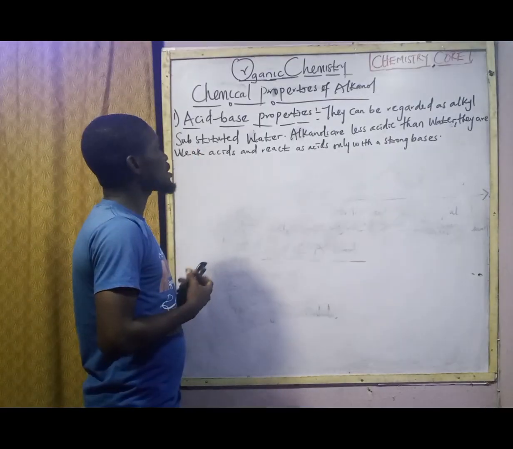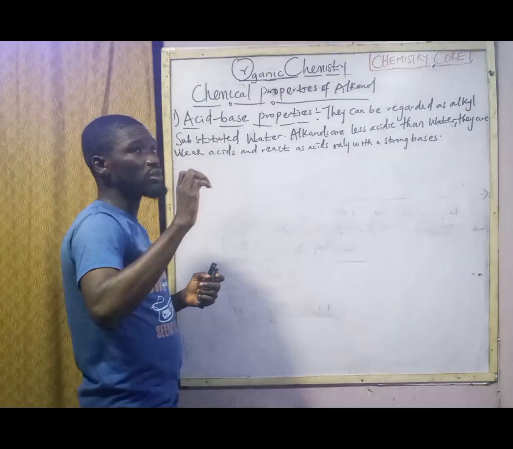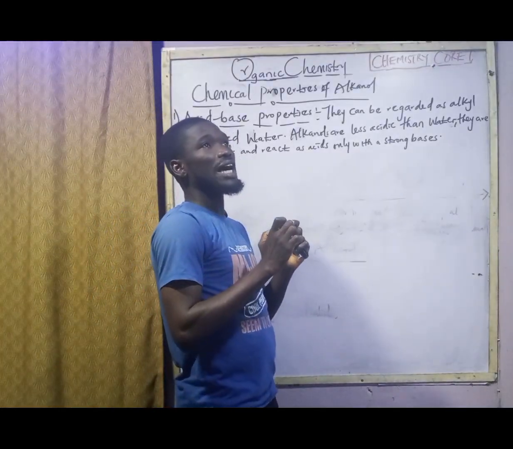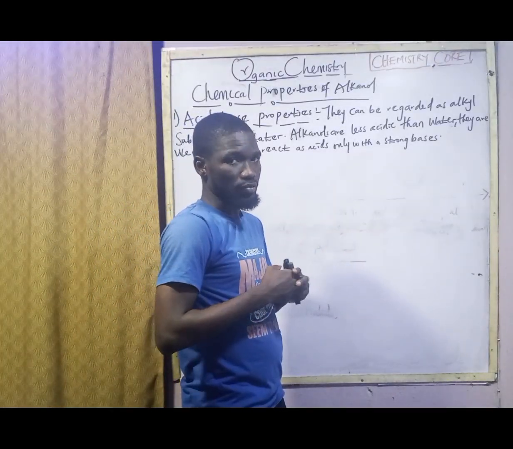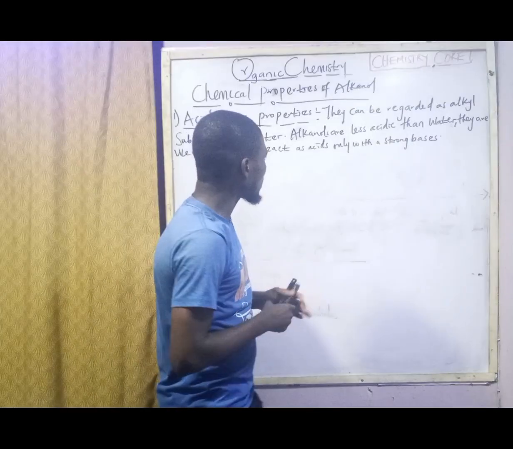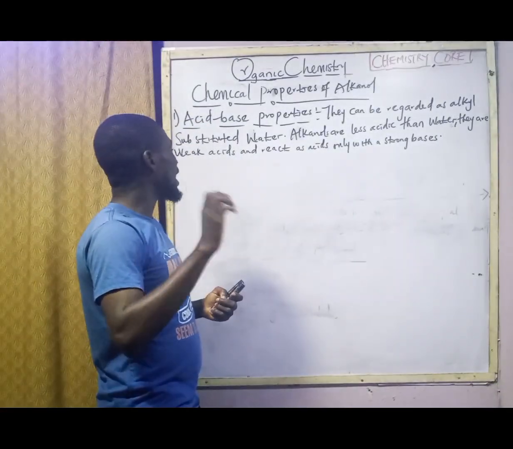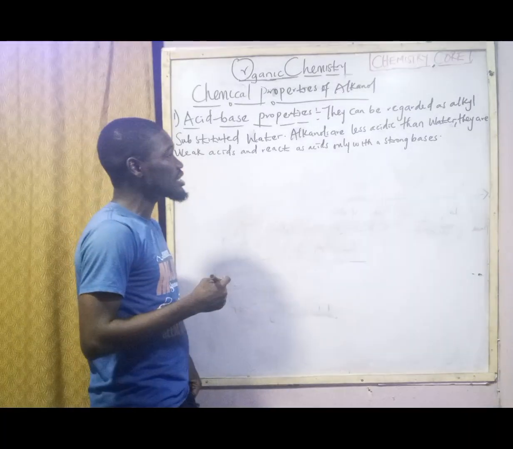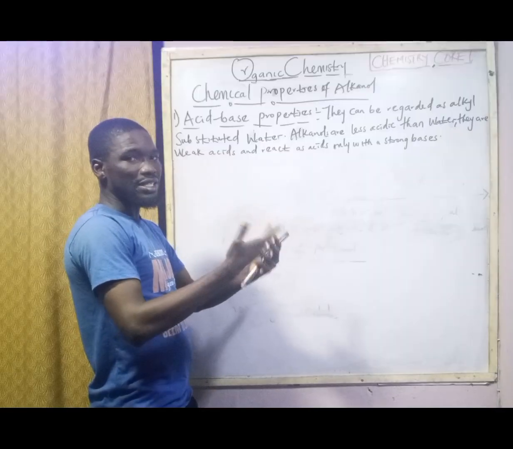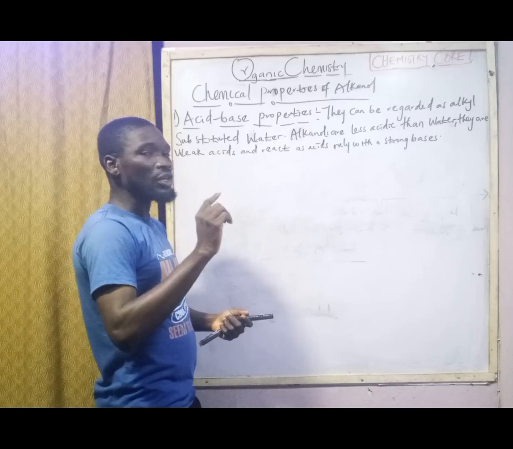The first one is acid-base properties. You need to know one thing, that they can be regarded as alkyl substituted water. The alkyl groups there are generally known as electron releasing. Don't forget, alkyl groups are always electron releasing. With that, alkanols are less acidic than water. They are weak acids and react as acid only with a strong base. So how can we take a look at acid-base properties and differentiate them? There is one thing you need to know.